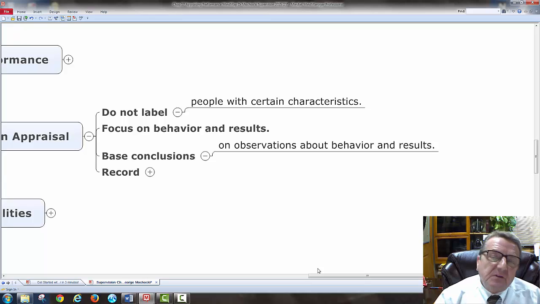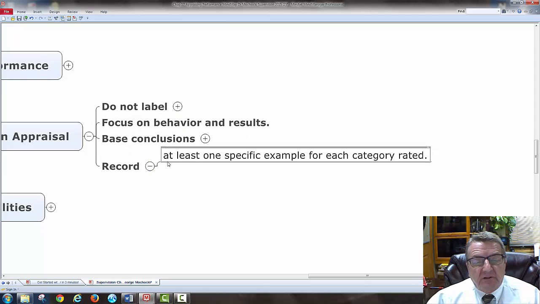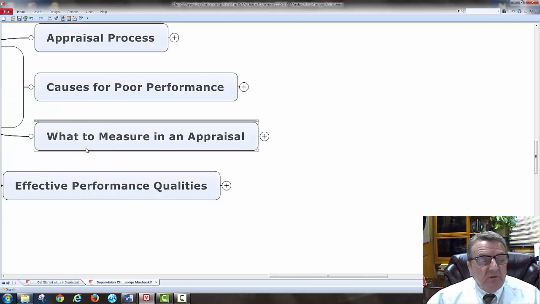So you have to have the examples, and then they can see, I want you to improve on that. And on this one, I'll be watching you, you know what I mean? Or whatever. And then you come back and tell me how you're doing, okay? And then record it like anything else, at least one specific example. So that makes it easy.